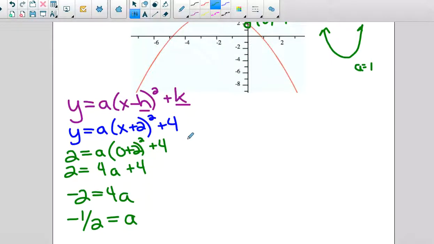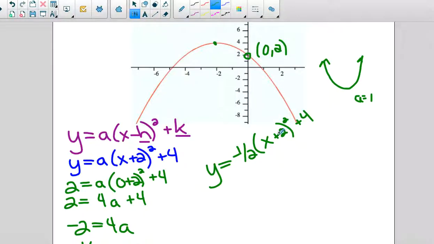So that graph is going to be y equals -1/2, because that's the value of a we solved for, and then my vertex, x plus 2 squared. Make sure you write squared. That's like one of the most common mistakes I see is they don't square it. And then the k value is plus 4. And that's it, right? Check it.